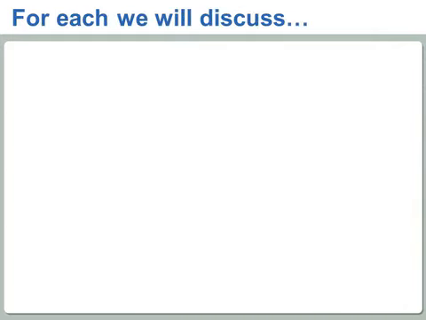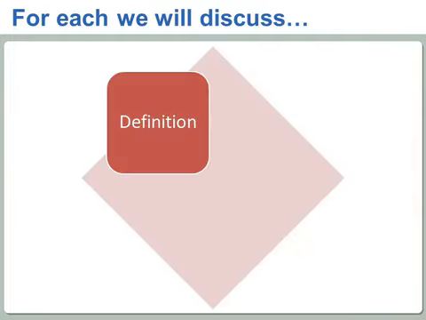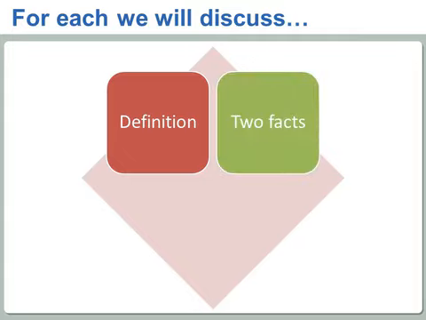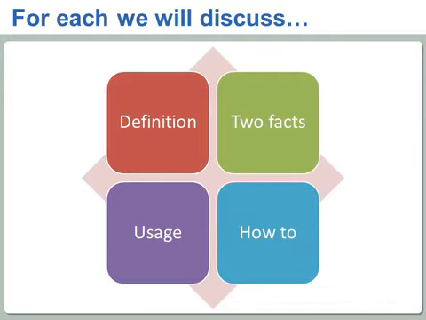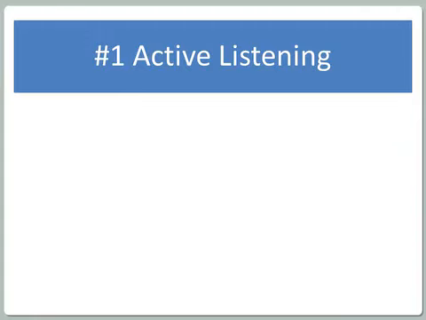For each of these items, we are going to discuss, first of all, the definition. What does it mean? We're going to take a look at 2 facts about this particular cross-cutting knowledge and skill. We see where on a project we can use it, and we're also going to give you kind of a how-to, tips, tricks, stages, and maybe also a process on how to best apply the particular cross-cutting knowledge and skill. So let us jump right in with our first cross-cutting knowledge and skill, active listening.